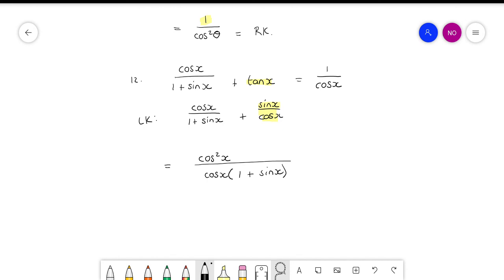Good? Now I'm going to say, with what did I have to multiply this to get to this? With that whole bracket.